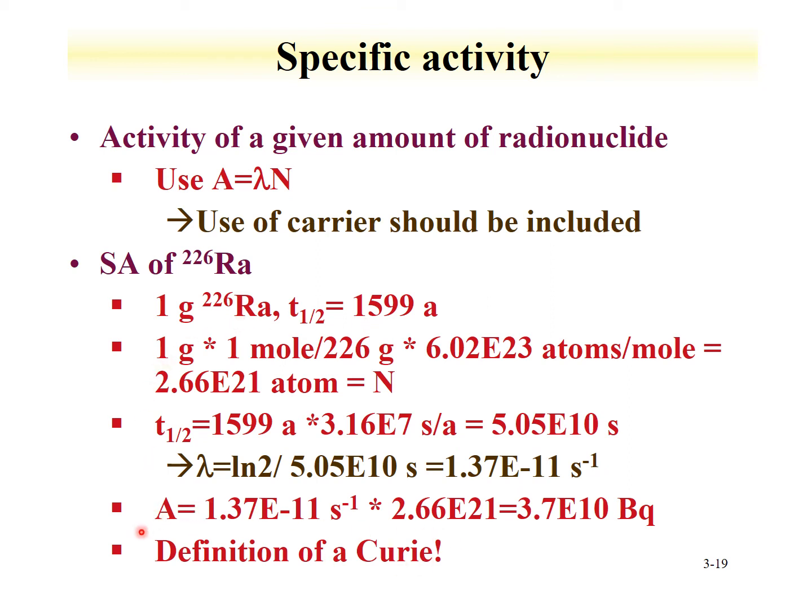And this is the definition of a curie. This shows the calculations that are done to demonstrate that radium-226 is indeed a curie. And this is an example of a specific activity where a gram of radium is equal to 3.7 times 10 to the 10th becquerels. And you can imagine doing this for a gram of any isotope you're interested in.